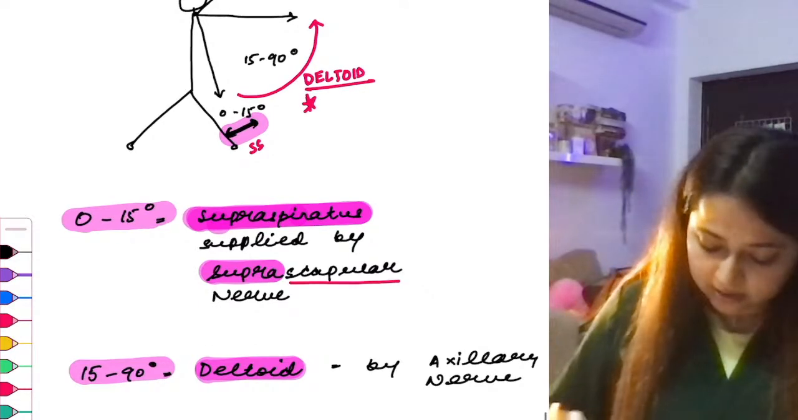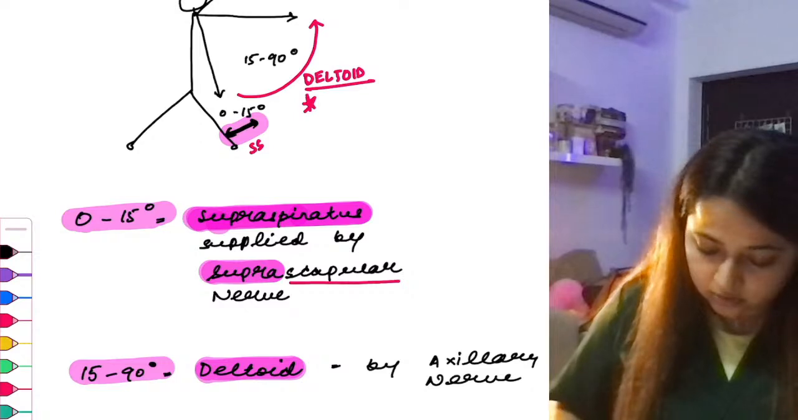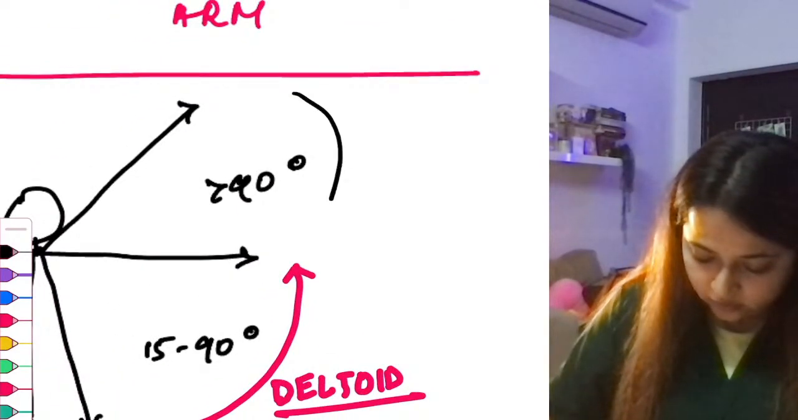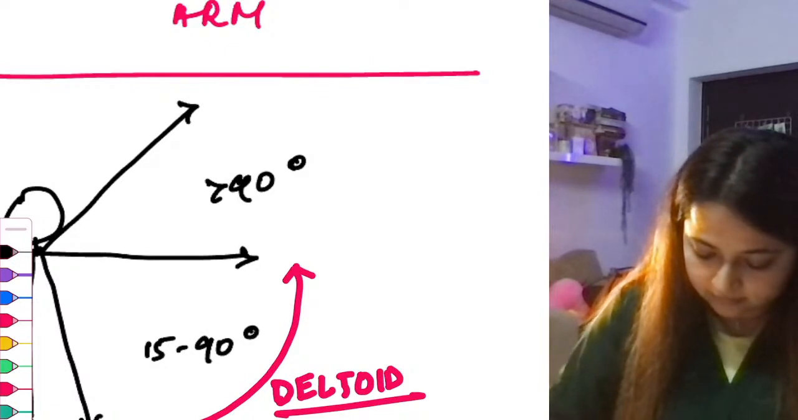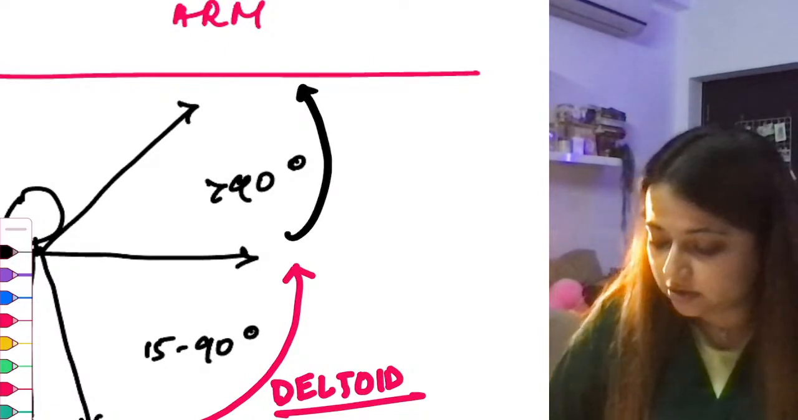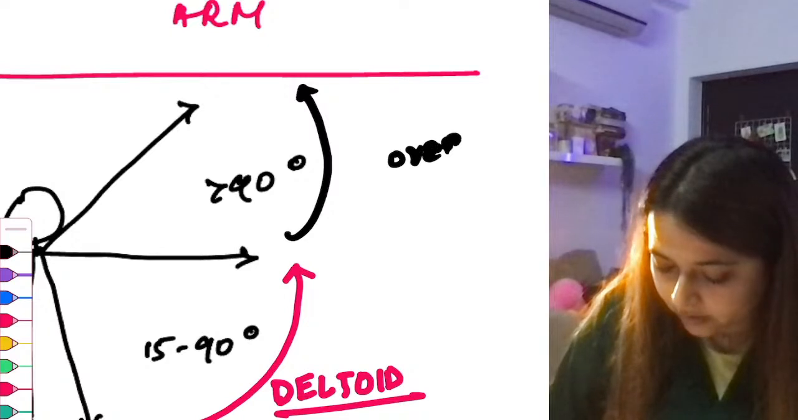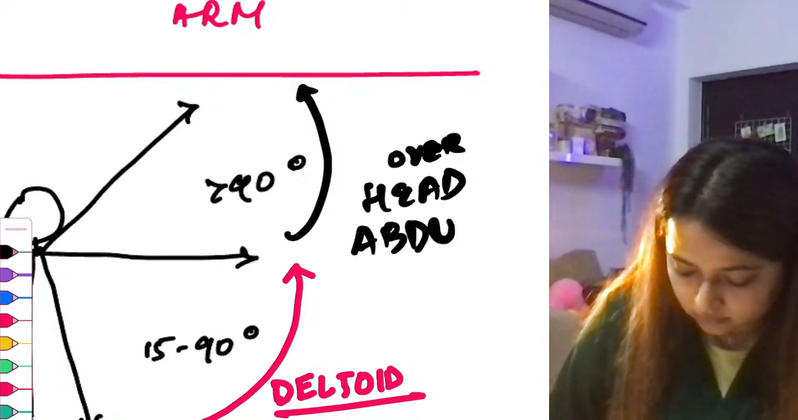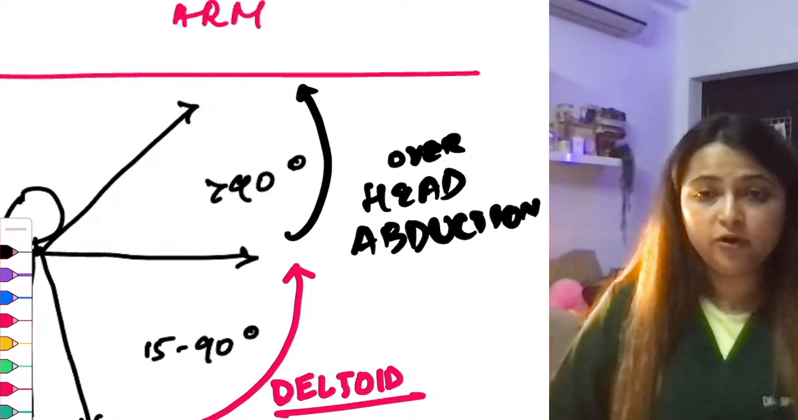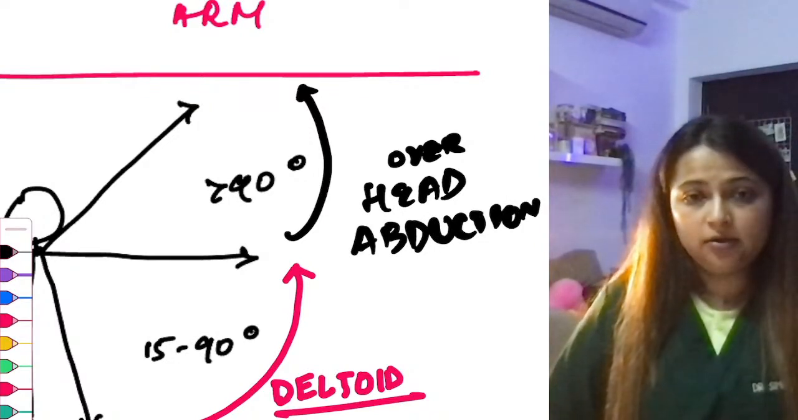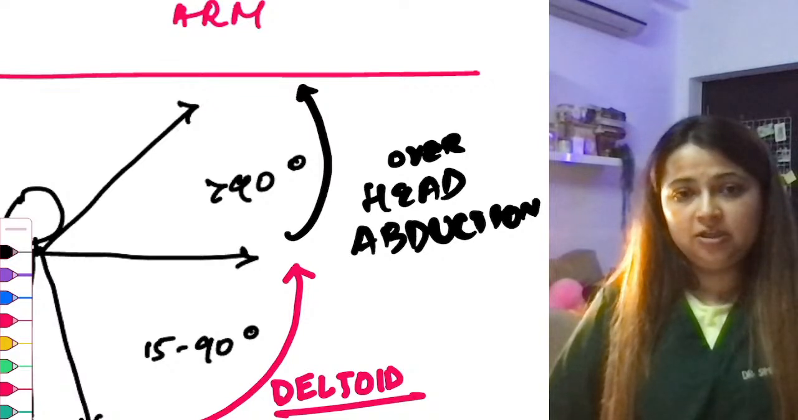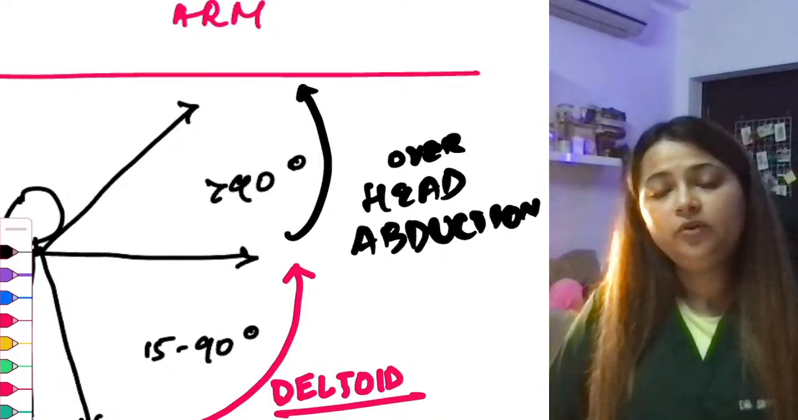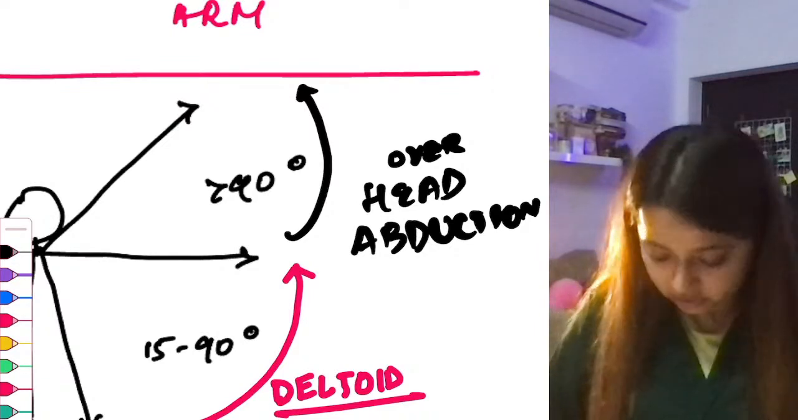Okay. Then talking about the more than 90 degree abduction. So look at this picture. More than 90 degree abduction would be known as overhead abduction. Okay, so for example, while we try to comb our hair or we try to pick something that is lying on an upper shelf, so what movement we do is overhead abduction.